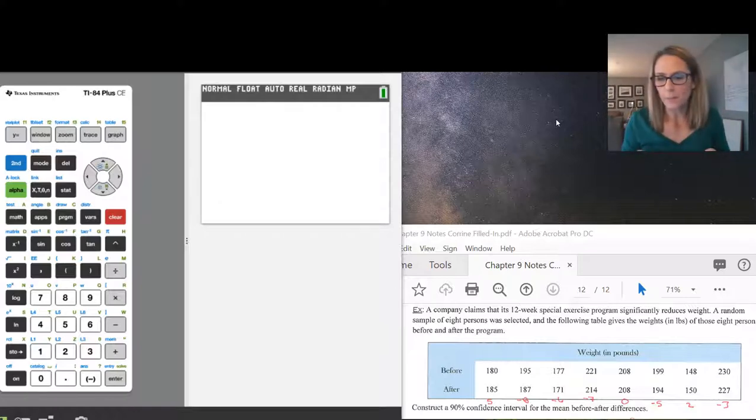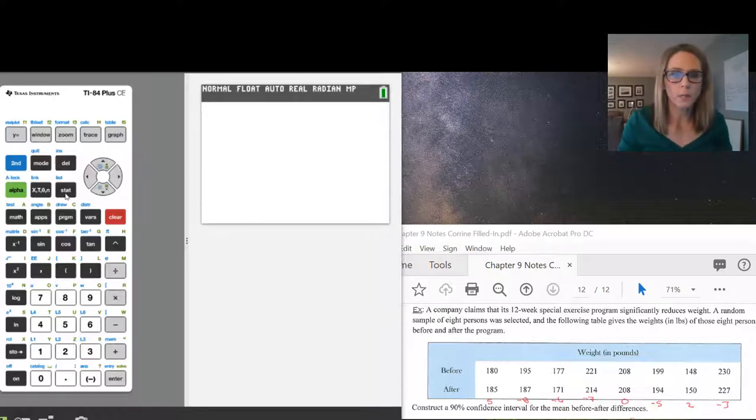And the second person we see lost 8 pounds, that represents the -8. The third person lost 6 pounds. The fourth person lost 7 pounds. The fifth person did not have any change in weight, and so on. And so we need those values, those 8 values. Those become our new data set.